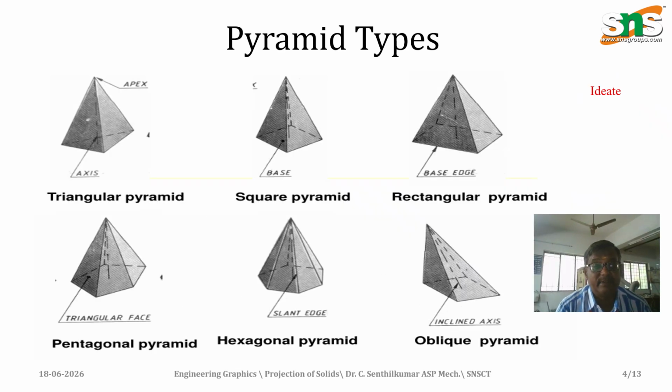So let me see the pyramid types: triangular pyramid, square pyramid, rectangular pyramid, pentagonal pyramid, hexagonal pyramid and oblique pyramid. For the course of engineering graphics, students will study all except the oblique pyramid. The pyramid has an apex, whereas the earlier one does not have an apex, but has a top face and bottom face. The pyramid has the axis at the center, and the square pyramid has the base edge, which in every diagram represents one geometry, the slant edge and the triangular face. These are all indicated in the diagram respectively. So these are the pyramid types.